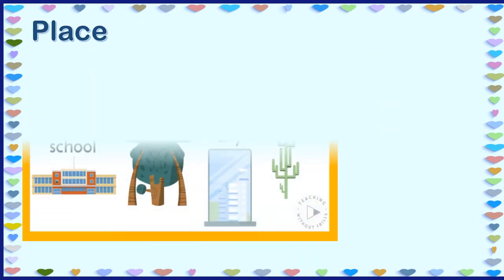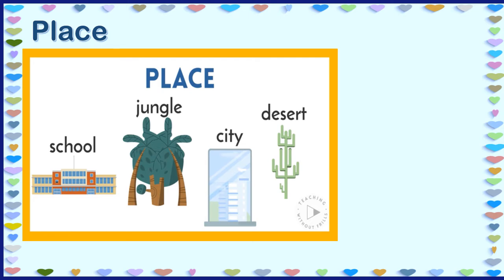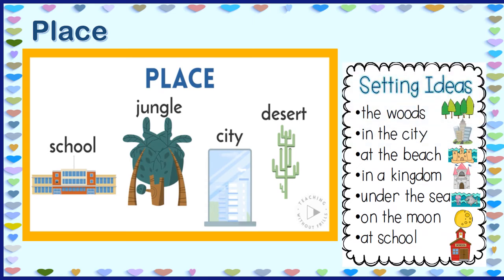Place. Places can be ordinary places that we know, that we live in every day, like your school, the city. But then you can also have far off places like a jungle or a desert, or you can have imaginary places that you make up. They can be magical and they can be mystical. It's all up to you. There's some more ideas of settings. It could be in the woods, it could be in the city, it can be at the beach, a kingdom, under the sea, on the moon, at school. Anywhere you want, you can make the setting for your story.